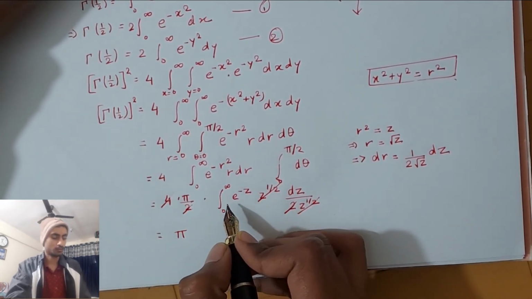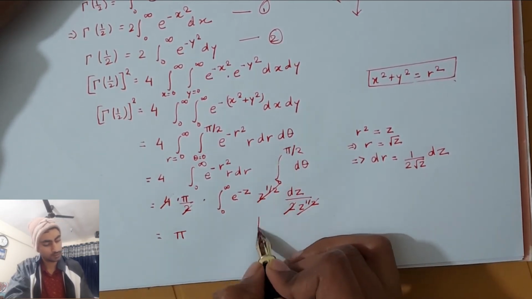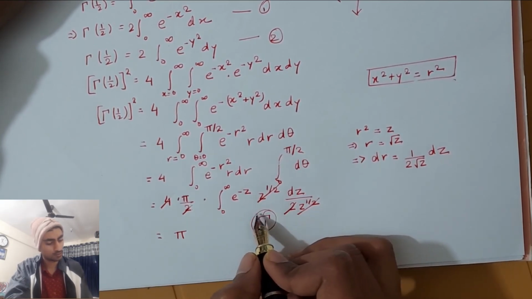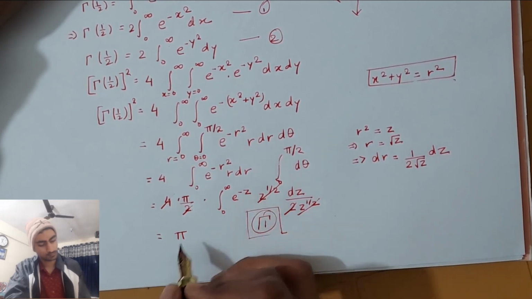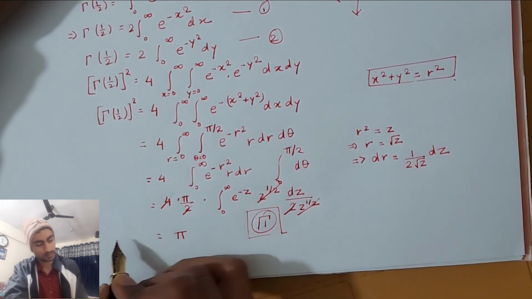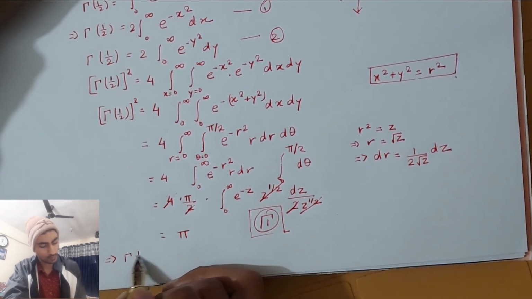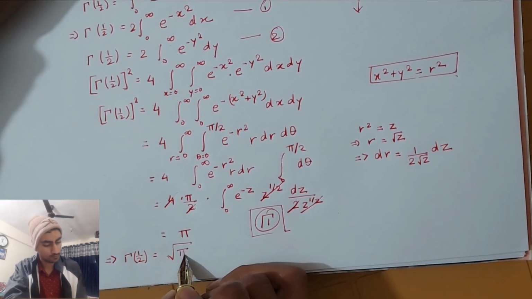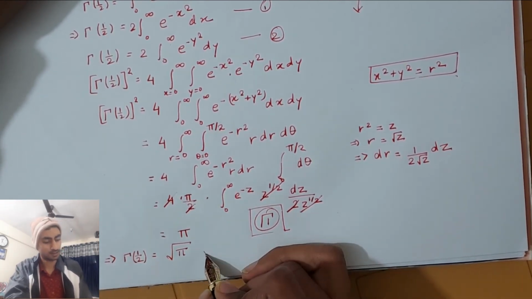1. This is the same integration we did at the end to calculate gamma of 1. You can refer to that integration, or you can integrate it yourself. It will give you 1. So it is pi. This implies gamma of 1/2 is nothing but square root of pi. And that's it.